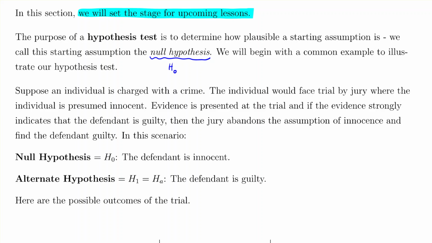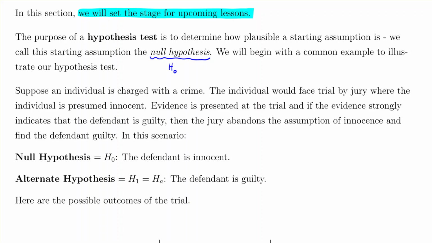Suppose an individual is charged with a crime. That individual would then face trial by jury where the individual is presumed innocent. So we presume that the person on trial is innocent unless they're proven guilty. Now, evidence is presented at the trial, and if the evidence strongly indicates that the defendant is guilty, then the jury abandons the assumption of innocence and will find the defendant guilty.